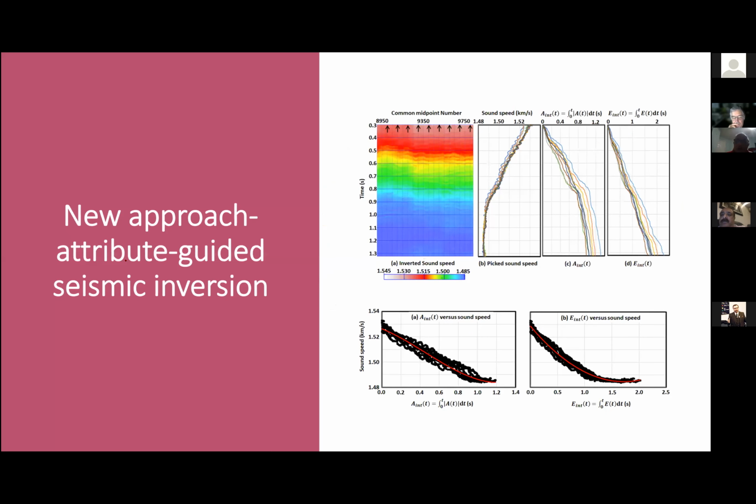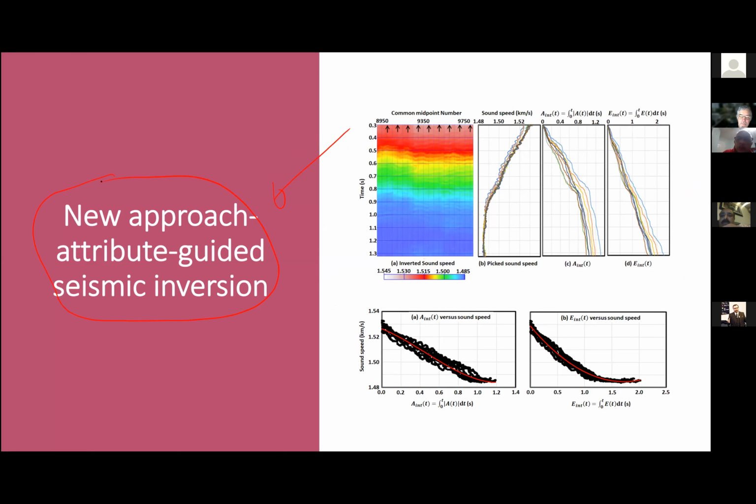So in this work, what I'm going to show is our new approach, which I call attribute guided seismic inversion. I experimented with many attributes, but I'm going to show you only 2 attributes that worked.